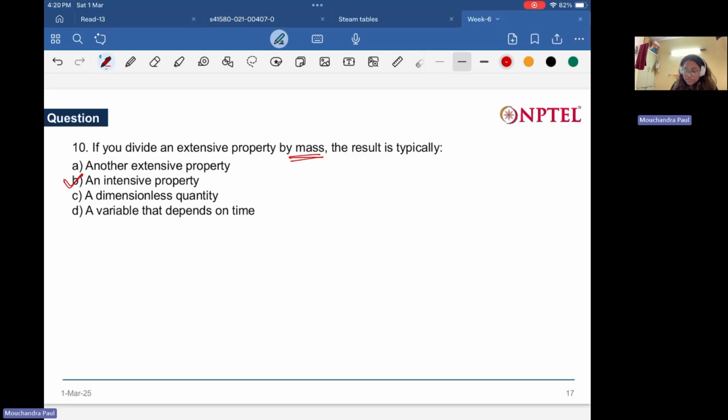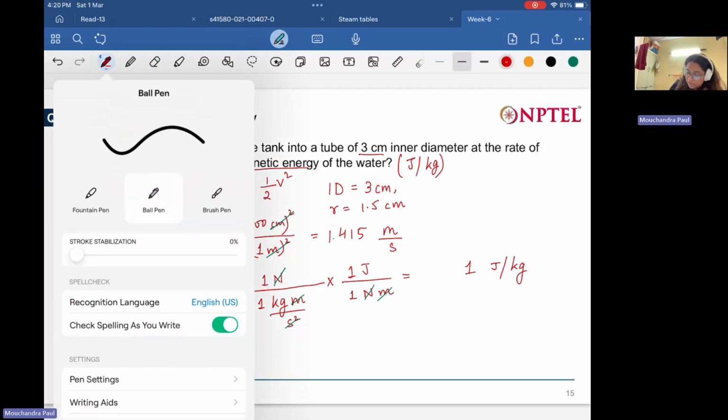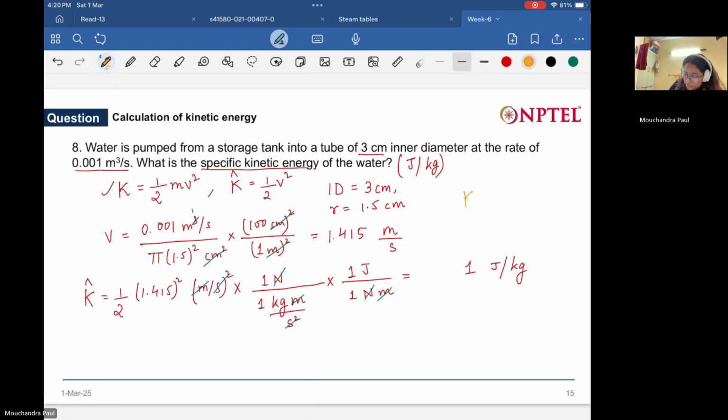For example, we saw in one example where we calculated specific kinetic energy, where the kinetic energy K is divided by mass, and we got K hat. So K hat, or specific kinetic energy, becomes what? It becomes an intensive property, whereas K is an extensive property.